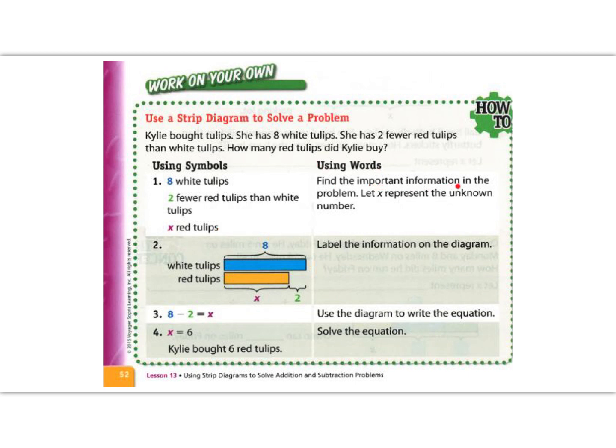Using words, find the important information in the problem. Let X represent the unknown number. So white tulips, red tulips. We know she has 8 white tulips. We label it on the diagram. We don't know how many red tulips, so that's X, that's our variable. But she has 2 fewer red tulips than white. So then we would do 8 minus 2 equals X. And then we know that 8 minus 2 is 6, so Kylie bought 6 red tulips. That's how you solve the equation.